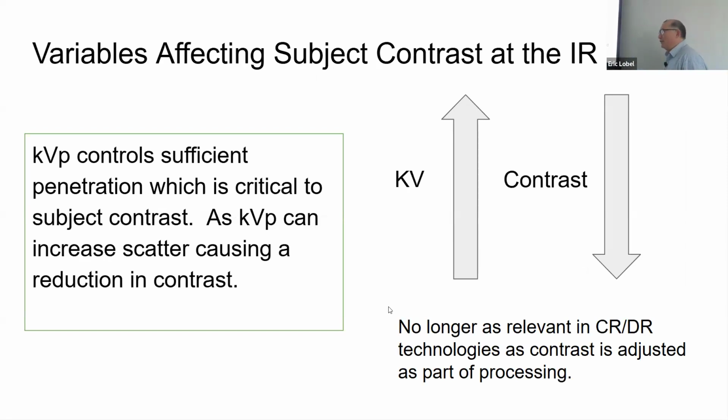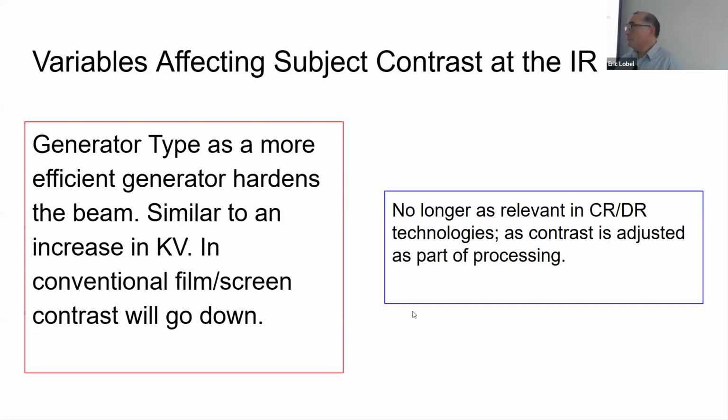When KV goes up, why does contrast go down? It goes down because of scatter, right? Now, sometimes you have to use more KV to penetrate the part. That's basically why when you have a large person and you try to compensate with more KV, images still don't look great. And that's a reason why you would use a grid, which still only does so much, but it's better than not using a grid.